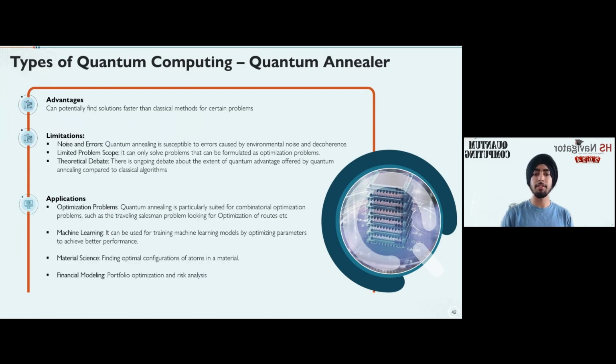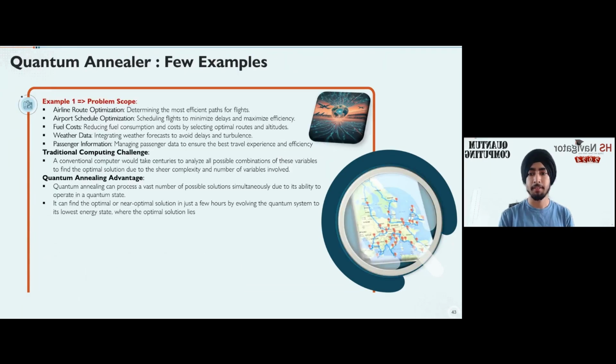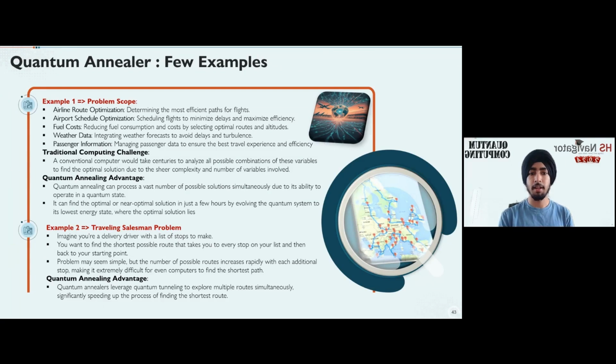And what are some of the advantages and limitations of these quantum annealers? So the advantages are that it can find solutions faster than classical methods for certain problems, but it's a very limited problem scope, and there's an ongoing debate about if there's any actual advantage of providing these over typical classical computers. So they can do problems like optimizing airline routes, traveling salesman problems, things that can be done by classical computers, but maybe done a little bit faster due to the parallelization that a quantum computer provides.